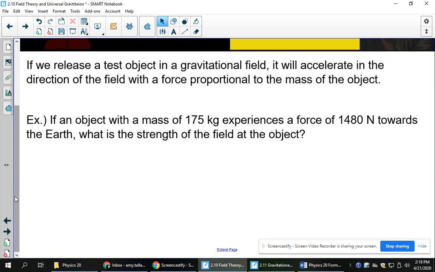So there's going to be a bigger force of gravity for a bowling ball than there would be for, say, a tennis ball. Now, this is different than the speed that it would go and the acceleration it would go. This is the force that's going to be proportional to the mass.